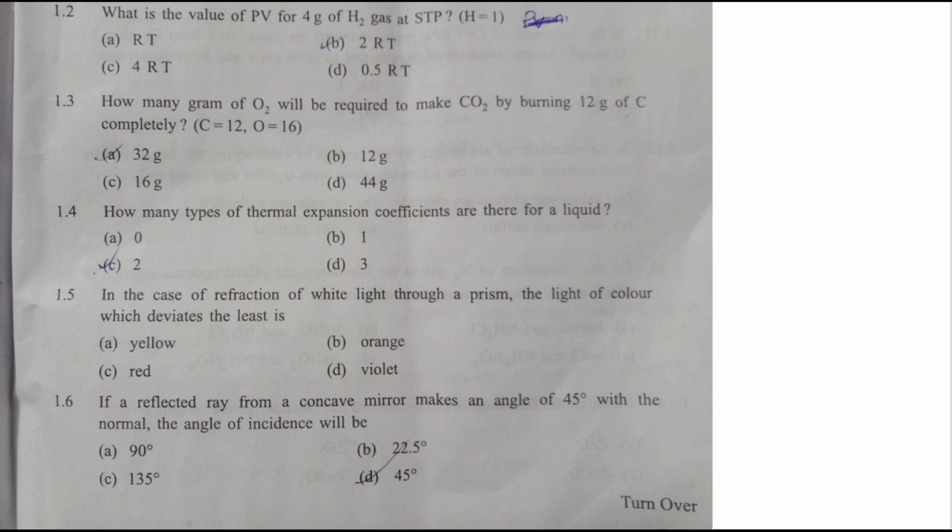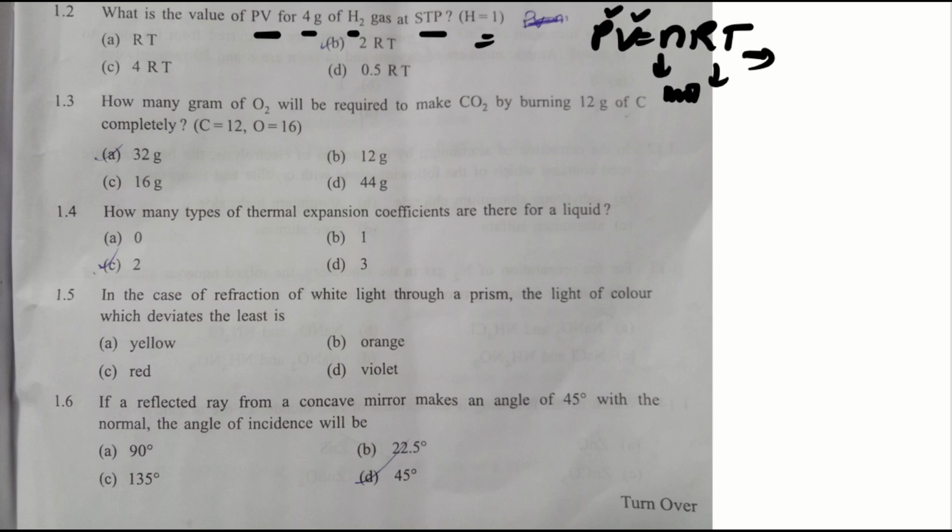Next question is, what is the value of PV for 4 gram of hydrogen gas at standard temperature and pressure? H is given as 1. So you have to find the value of PV in terms of RT. We know the ideal gas equation PV equals nRT, where P is pressure, V is volume, n represents the number of moles, R is the gas constant and T is temperature.